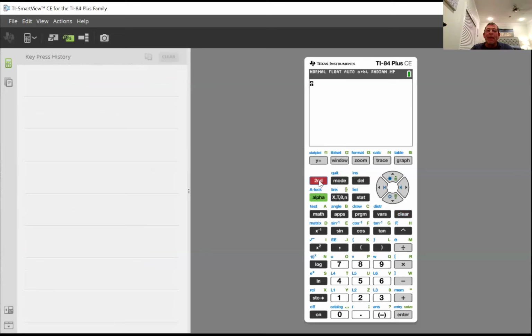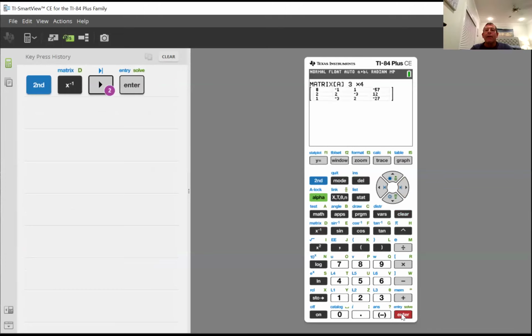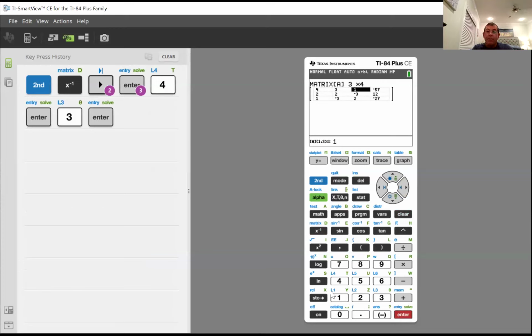All right, remember, second matrix, second x -1, to edit first. So that's going to let us put it in. We already got a 3 by 4, so I'm just going to hit enter, enter, and start putting in my numbers. For the first row, I had a 4 for the x, 3 for the y, 1 for the z, -3 for the answer. All right, all those are in.